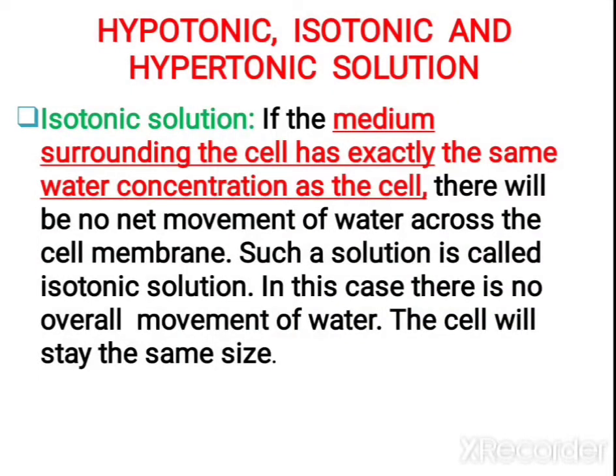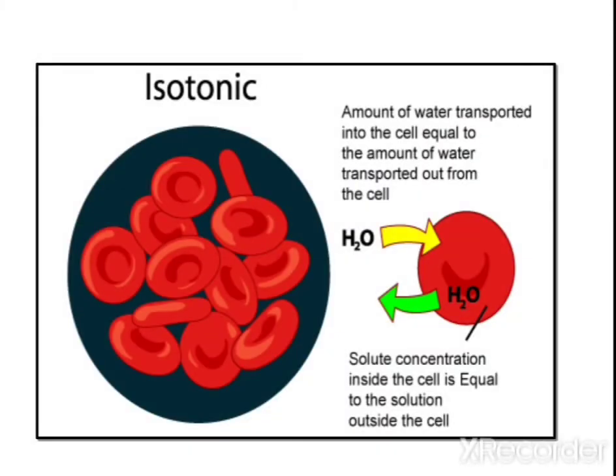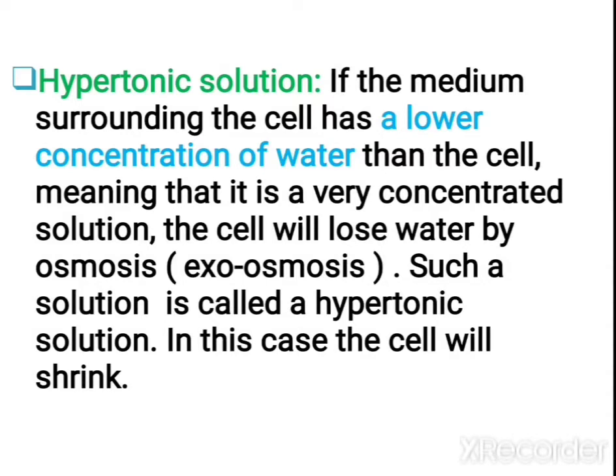Okay. Next is isotonic solution. If the medium surrounding the cell has exactly the same water concentration as the cell, both the cell and the outside medium having the same water concentration, then you call that an isotonic solution. There is no overall movement of water. The cell will remain the same size. See here, in isotonic, water going inside and coming outside will be similar. Iso means similar.